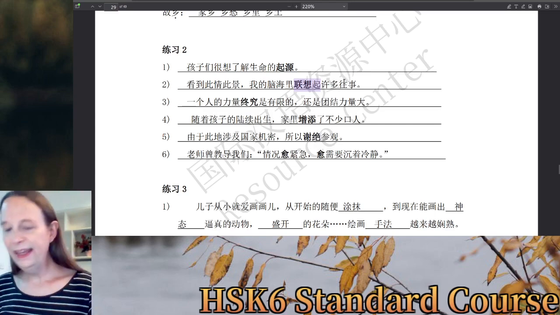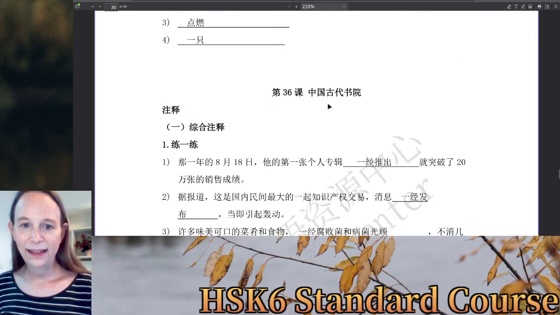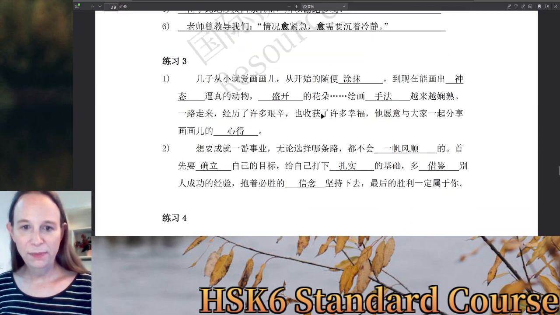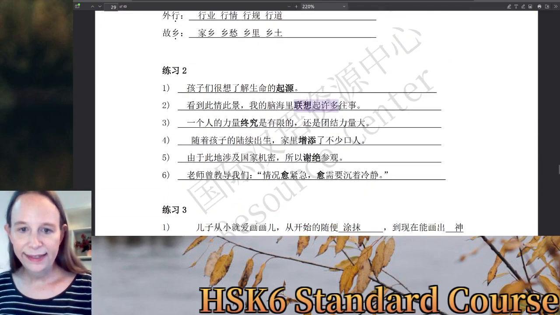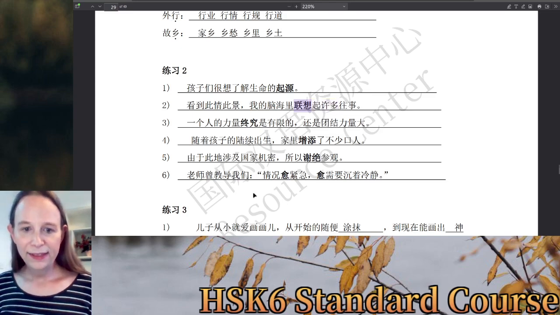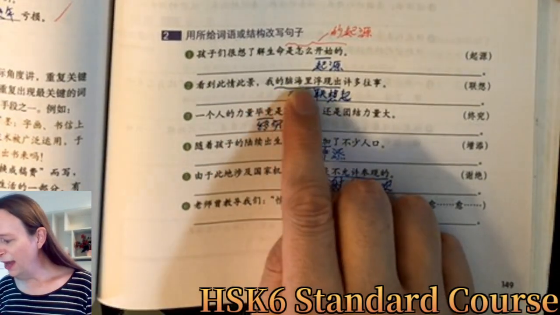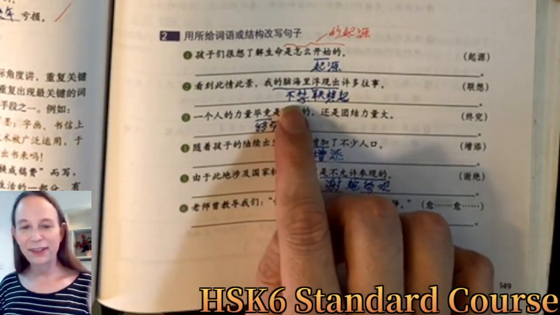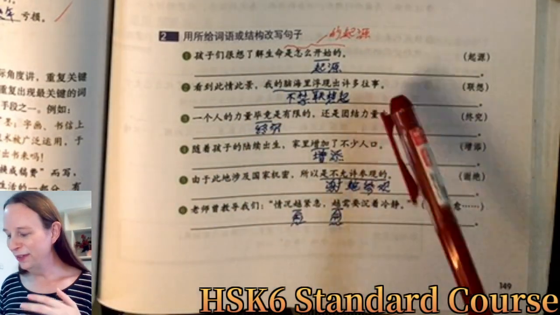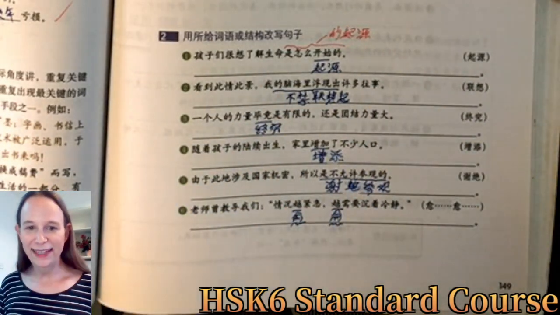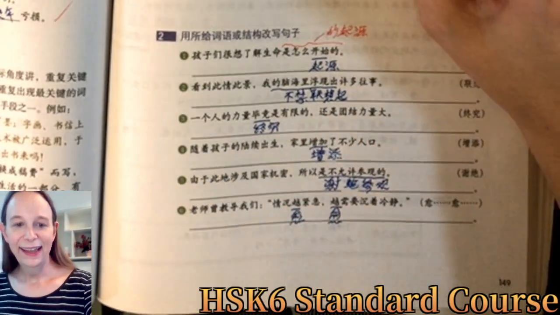看到此情此景，我们脑海里联想起许多往事. Yeah, okay, so I accidentally pushed a button. 联想起许多往事. So I got rid of the 脑海里. I thought that wasn't so great. I also put 不禁, but yeah, I'm pretty sure that's fine. I just like my phrasing better. All right.